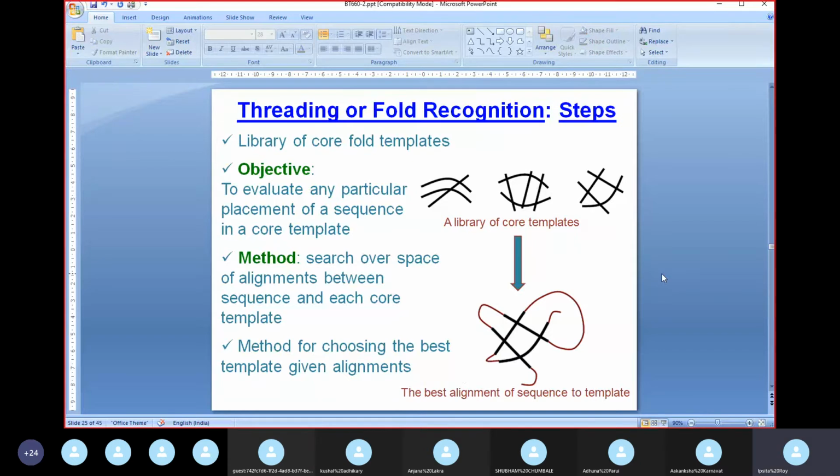So when you have a new sequence, what you try to do is, have you seen what children do when they play with those beads? They have a thread, and then they try to add one bead after another onto those threads so that it gives them whatever shape they are looking for. So this is also something similar.